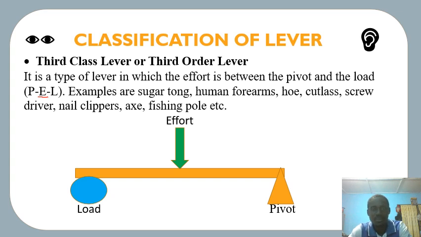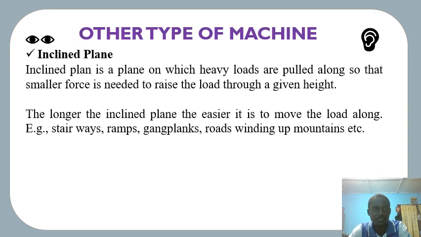An example is the hoe that we use to weed, the cutlass. We have the screwdriver, nail clippers, others, fishing rod. They are all examples of third class levers. Please take note of them. They are very, very important that you need to know about.